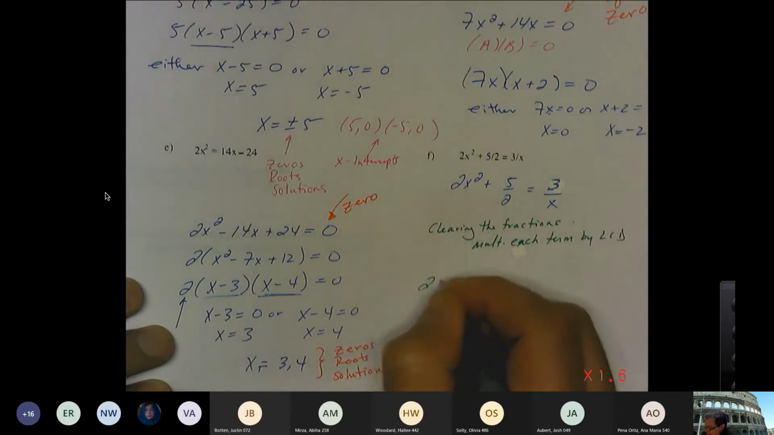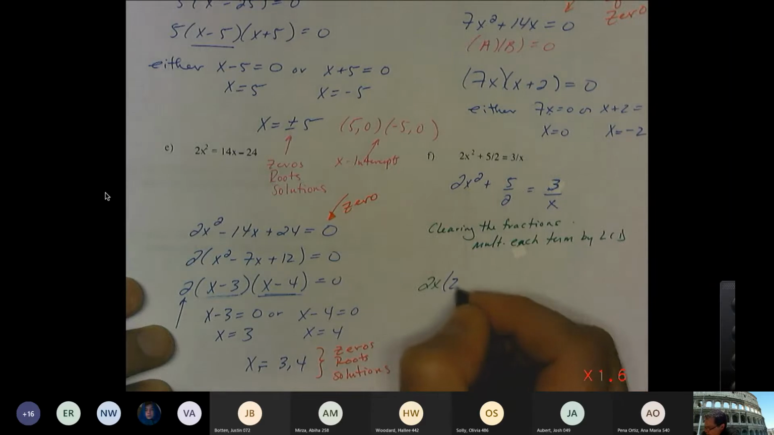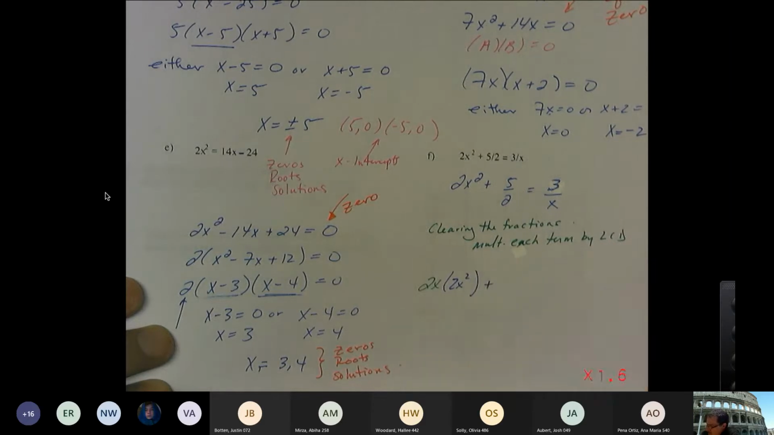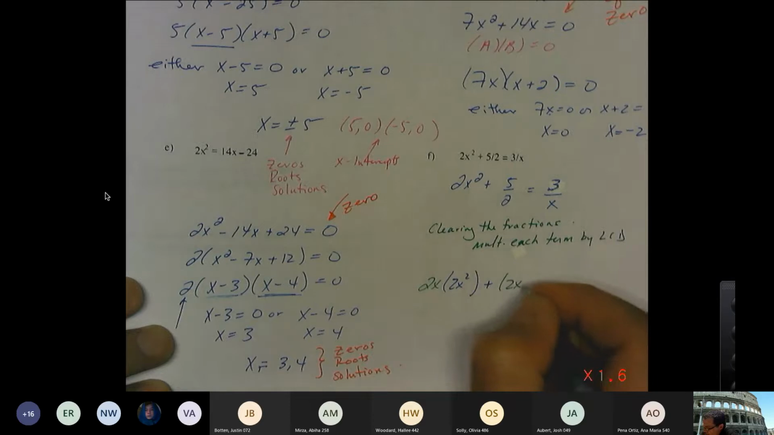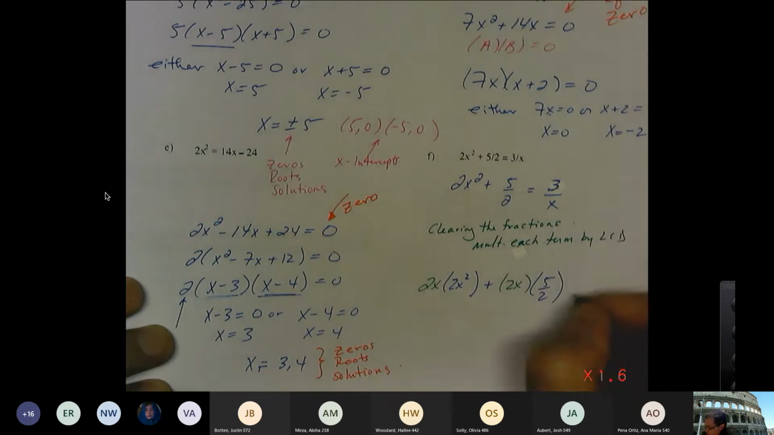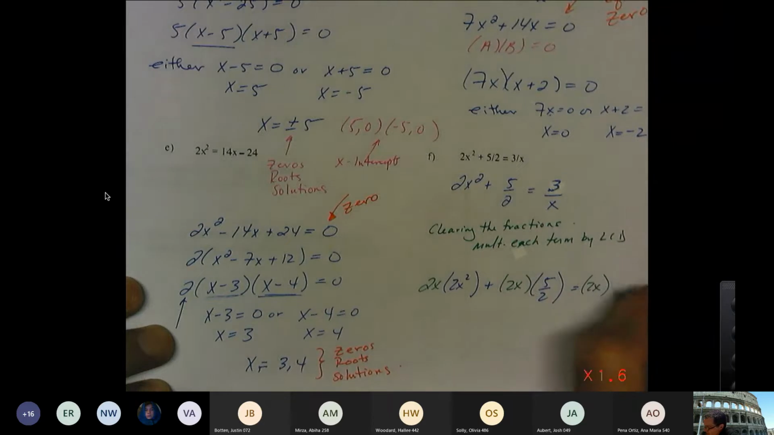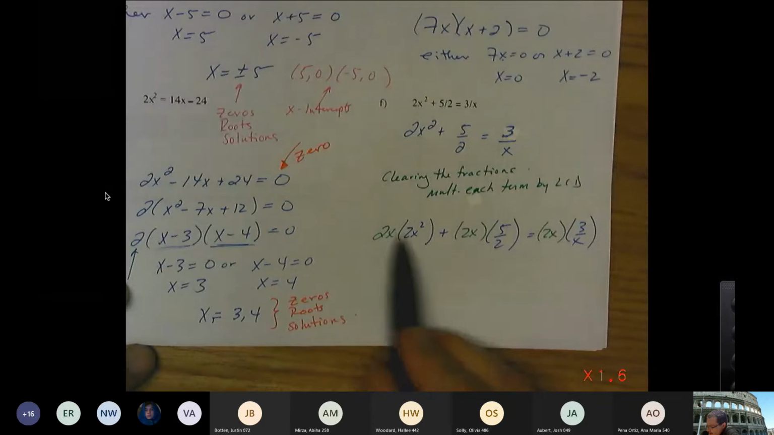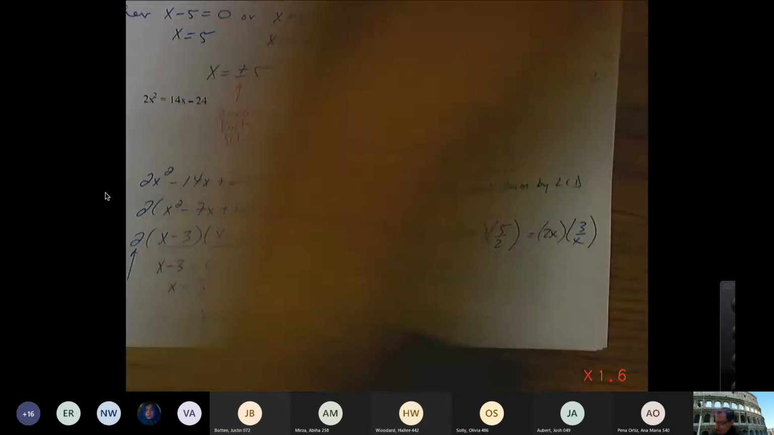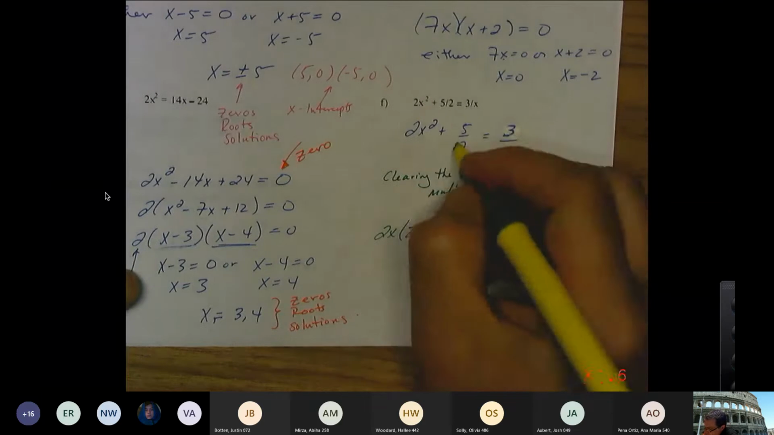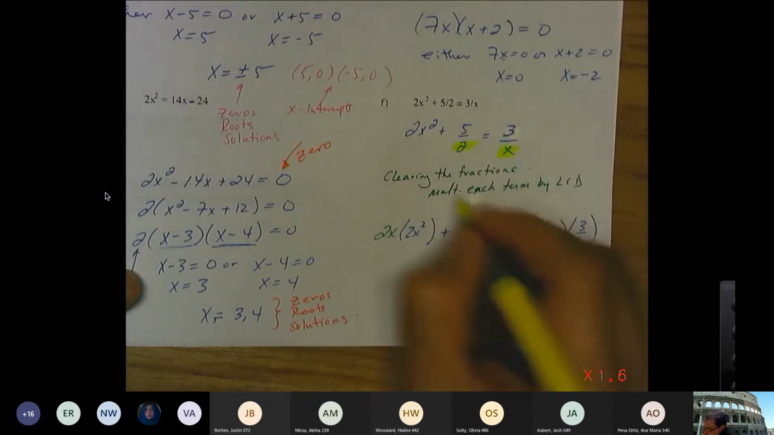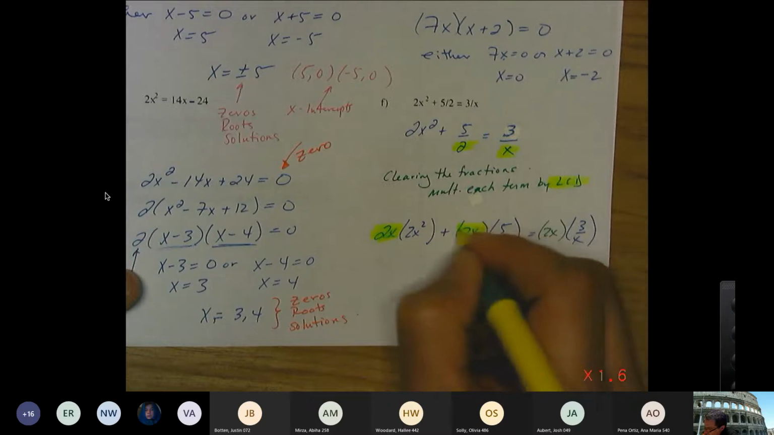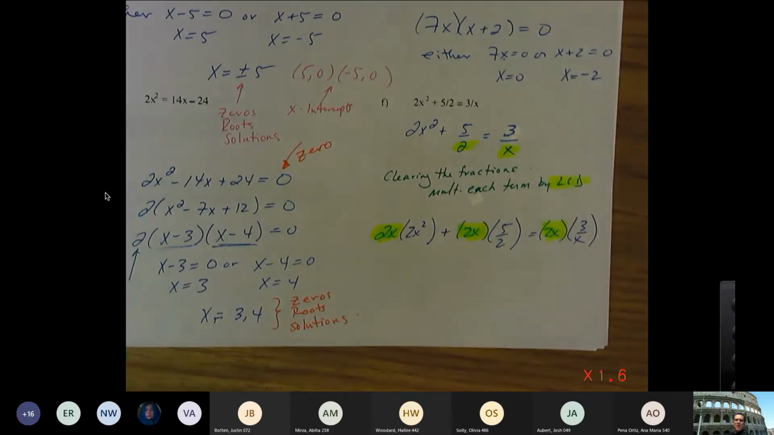It's going to be 2x times 2x squared plus 2x times 5 over 2 equals 2x times 3 over x. And it's the 2x that is the lowest common denominator. I took this 2, I took this x, and I multiplied each and every term by it.